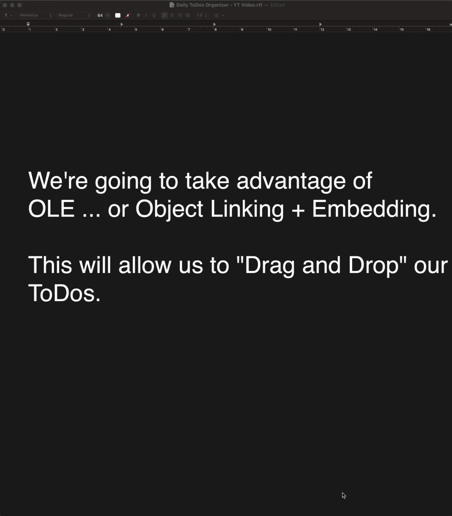We're going to take advantage of OLE, or Object Linking and Embedding. This will allow us to drag and drop our to-dos. The way I set mine up is I open a new file in Mac's TextEdit, and I set the margins and I set some tabs. You can set as many as you want, but this is what works best for me.